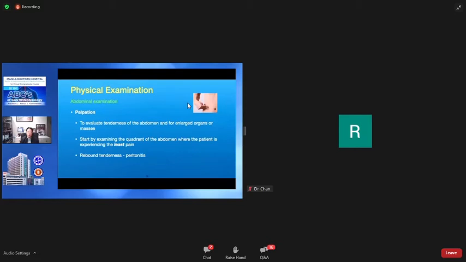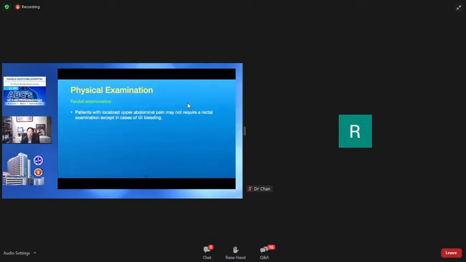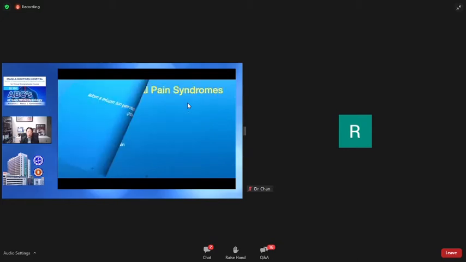So lastly, palpation. It is used to evaluate tenderness of the abdomen and for enlarged organs or masses. Always start examining the quadrant of the abdomen where the patient is experiencing the least pain. Do not start with the one that the patient is pointing to. Rebound tenderness reflects peritonitis. Patients with localized upper abdominal pain, such as those with right upper quadrant pain, may not require a rectal examination except in cases of GI bleeding.